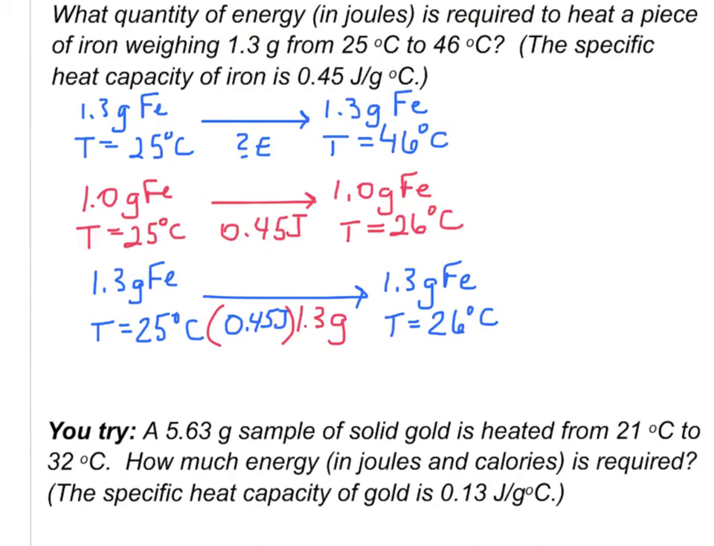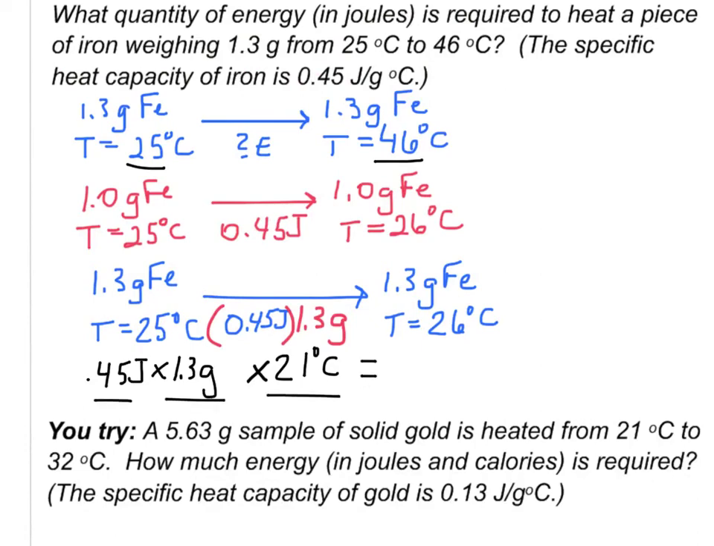And that will give us the amount of energy needed to raise 1.3 grams of iron by 1 degree Celsius. Now again, if I want to raise it more than just 1 degree, I'm going to need to multiply by that change in temperature. I'm raising it not just 1 degree, but 21 degrees. 25 degrees to 46 degrees is times 21 degrees C. So if I take 0.45 joules times 1.3 grams times 21 degrees C, that will give me my answer.